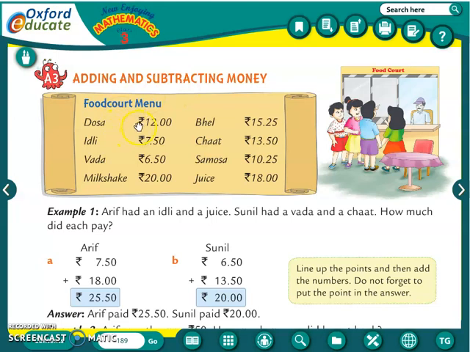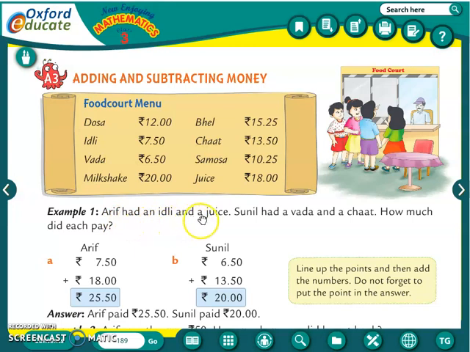Here is the food court menu. The price of each item is given here: dosa, idli, vada, milkshake, bhel, chaat, samosa and juice. All these items are there and their prices are there. Now we will see the example that is given below.